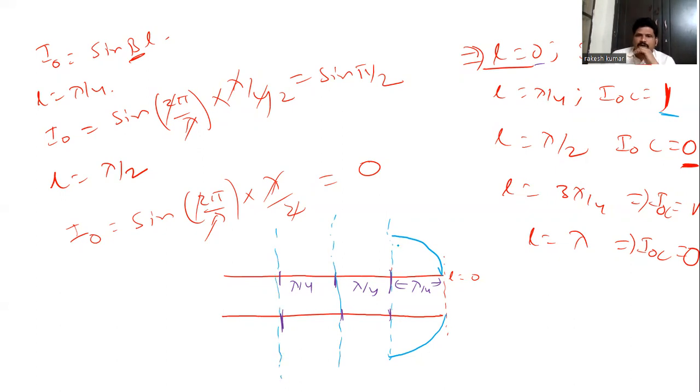So for L is equal to lambda by 4, the total length is lambda by 2. At lambda by 2, the current is 0. Again, this becomes 0. And L is equal to 3 lambda by 4, the current is maximum again, it goes here. So it becomes 0 and it goes like this. The same procedure.